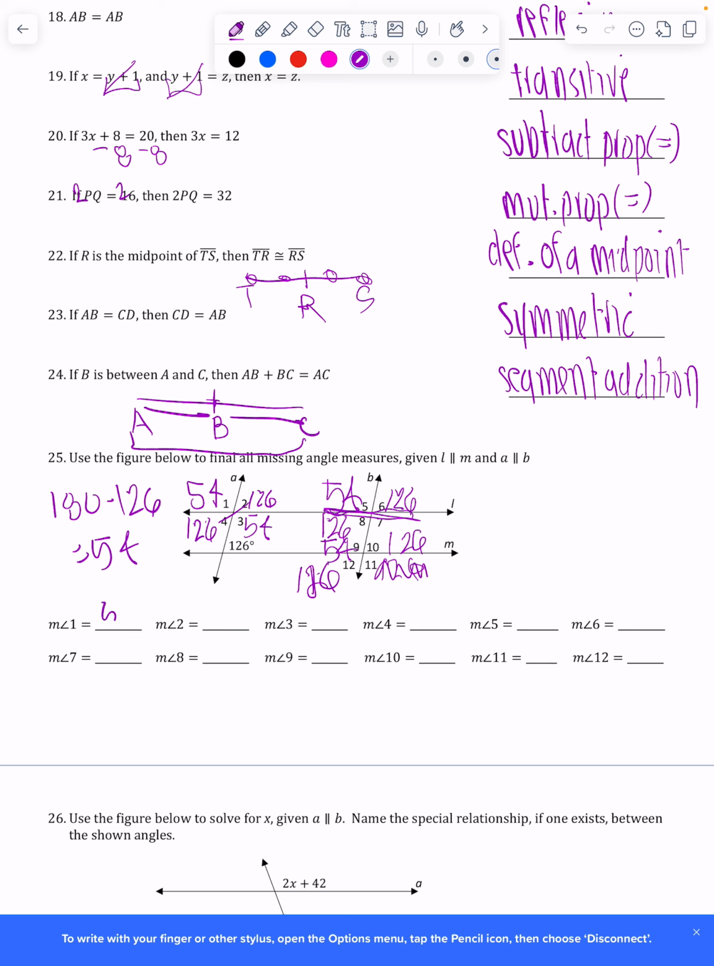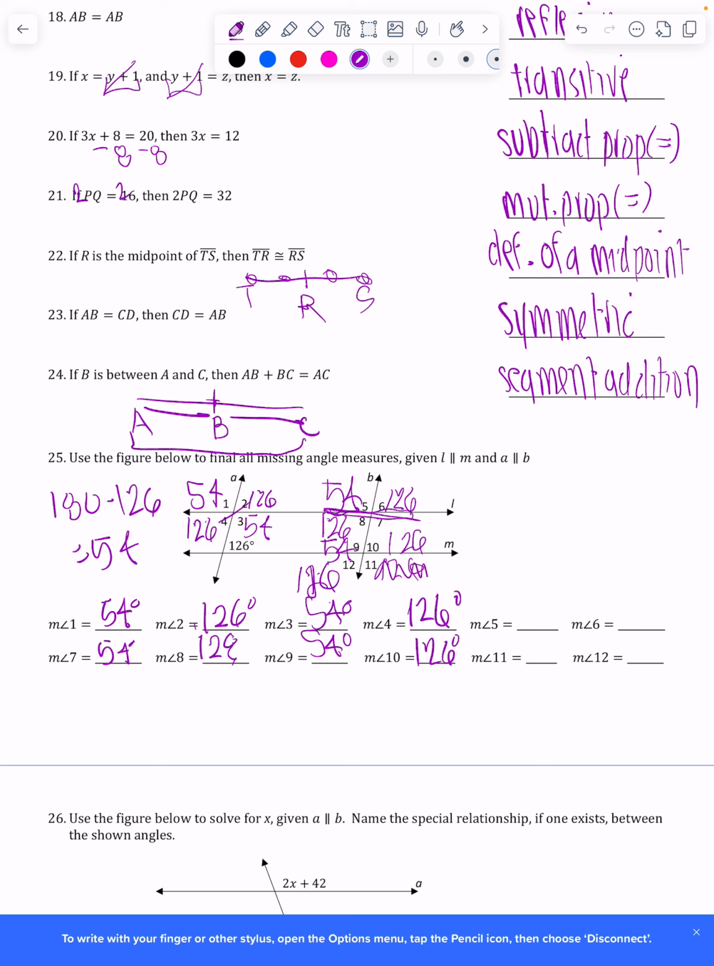Okay, so angle 1 is 54 degrees. Angle 7 is 54 degrees. 2 is 126. 126 for 8. 9 is 54. 3 is 54. Wow, my handwriting is really terrible on this, though. I apologize. 126. 126. Angle 5 is 54. Angle 11 is 54. And 6 and 12 are both 126. It's nice that both line A and line B were parallel.